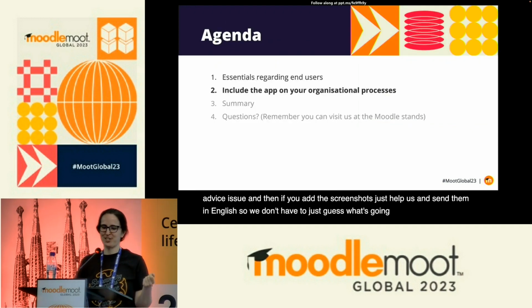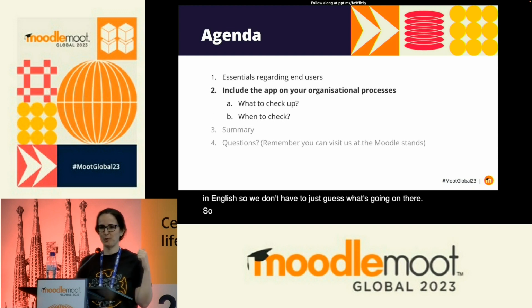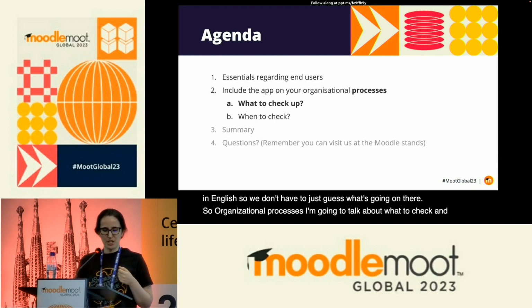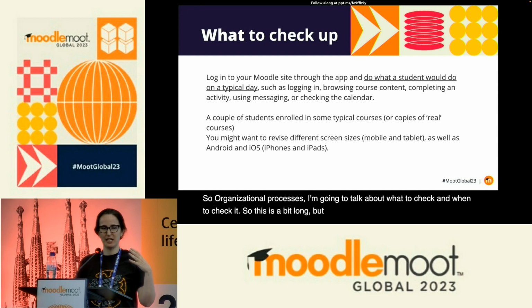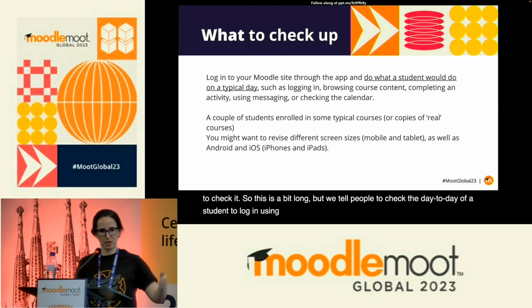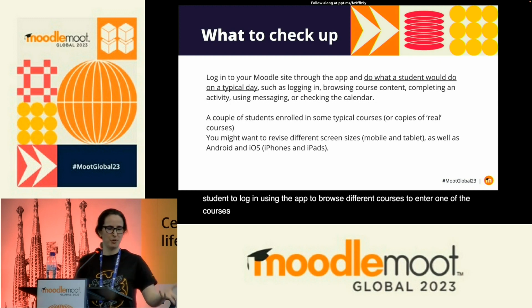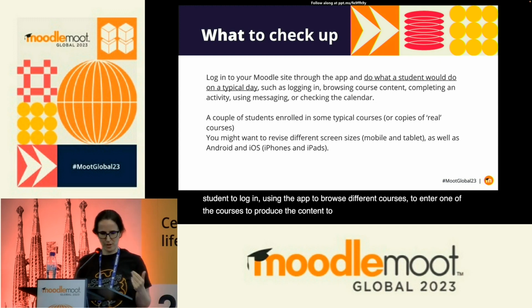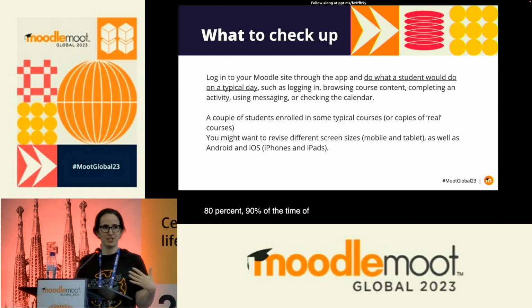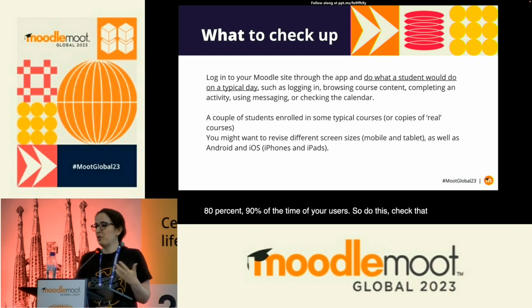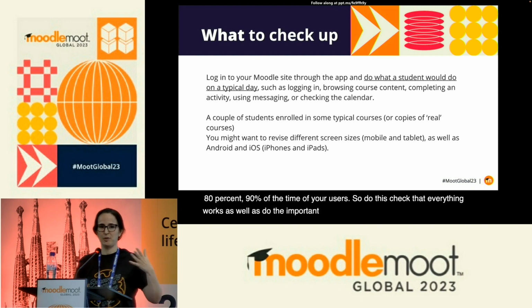So organizational processes, I'm going to talk about what to check and when to check it. This is a bit long, but we tell people to check the day-to-day of a student: to log in using the app, to browse different courses, to enter one of the courses, to browse the content, to message somebody, complete an activity, and so on. This is probably 80%, 90% of the time of your users, so do this, check that everything works, as well as do the important parts. Check the exams, the quizzes, the assignments, the important things they need to pass those courses.